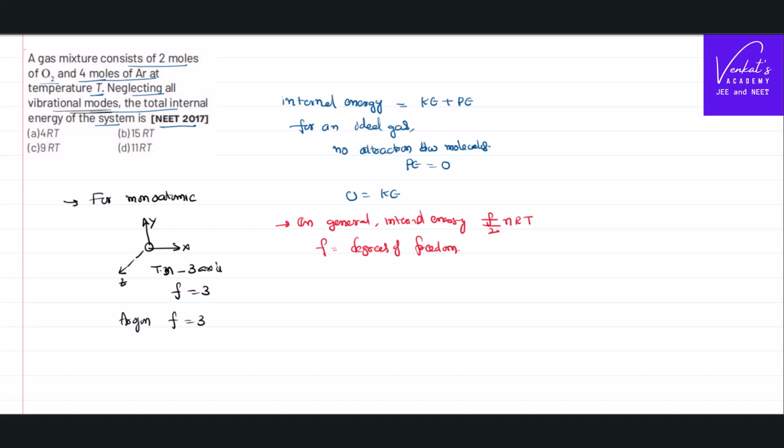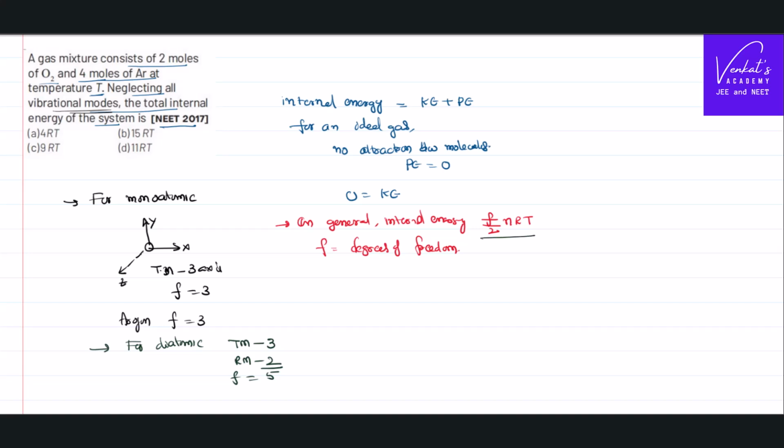And the other one is oxygen, right? Oxygen is diatomic, O2. A diatomic molecule has translatory motion like a monoatomic gas, 3 times. And one atom can rotate about the other, so it has rotatory motion about 2 possible axes. So the total degrees of freedom equals 5.